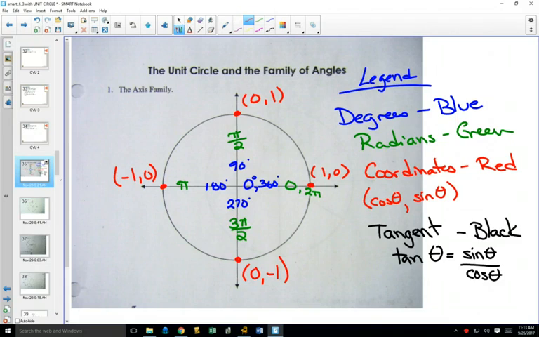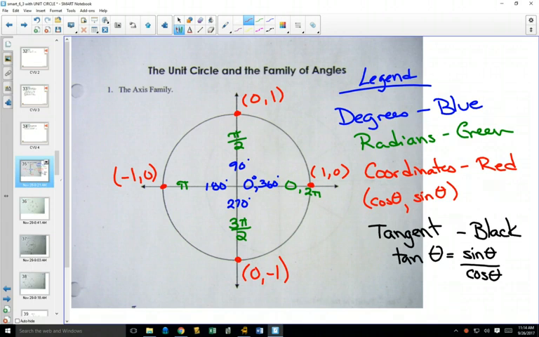If we wanted to find cos of pi, find out where pi is, we look at the coordinate. Cos is the x-coordinate. Cos of pi will be negative 1. Sine of 270 degrees, negative 1, because sine will be the y-coordinate. And so now we can do all of that mental math just by looking at the coordinates. And we don't need our calculator whatsoever for any of the axes families.